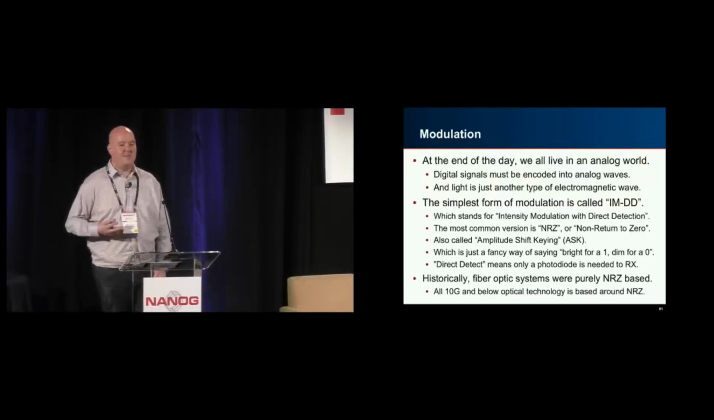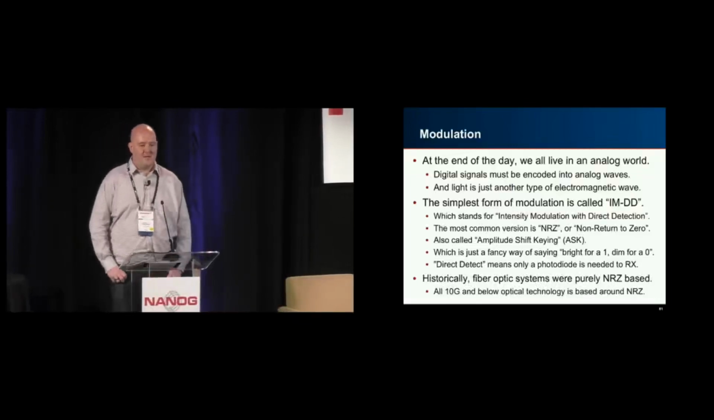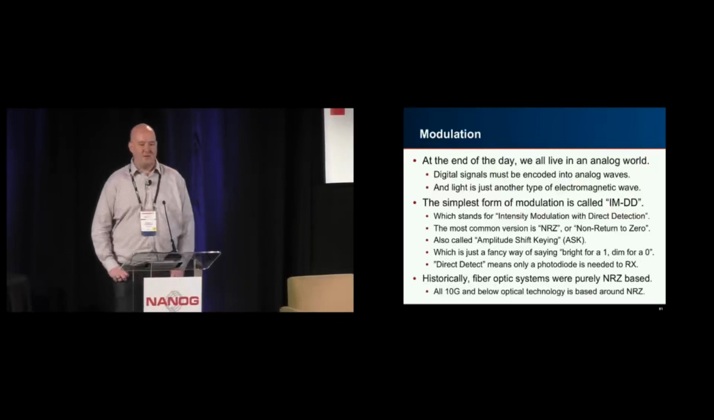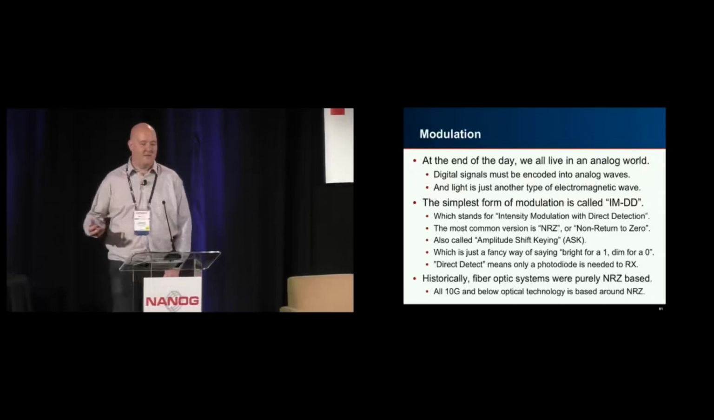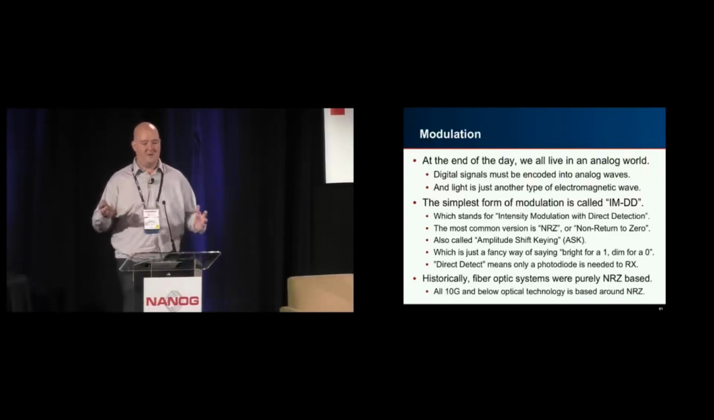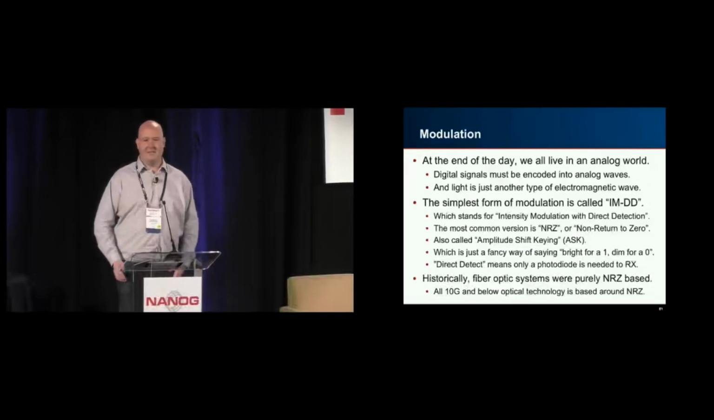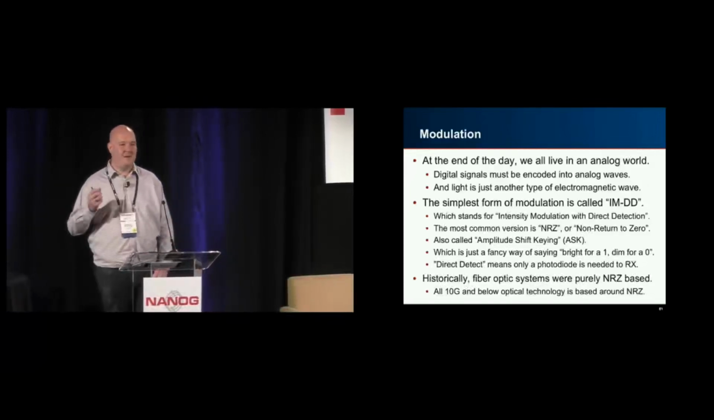The very simplest form of modulation, the system that you see that's in use for effectively all of your 10 gig and lower systems or signals, is what's called IMDD. That stands for Intensity Modulation with Direct Detection. The most common version of that is something called NRZ, which stands for Non-Return to Zero. You'll also see this type of system called ASK, amplitude shift keying or amplitude modulation. It's like your AM radio. You're modulating the signal by increasing and decreasing the power level. And all of this is just a really fancy way of saying bright for a 1 and dim for a 0. That's all this is.